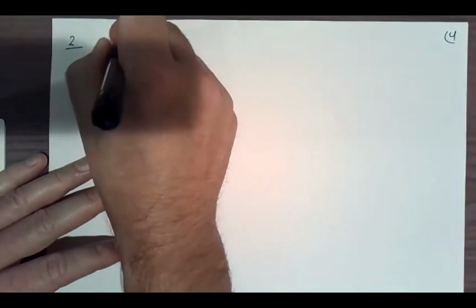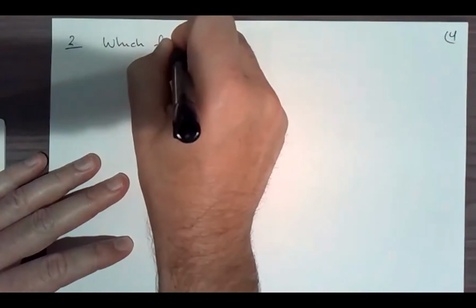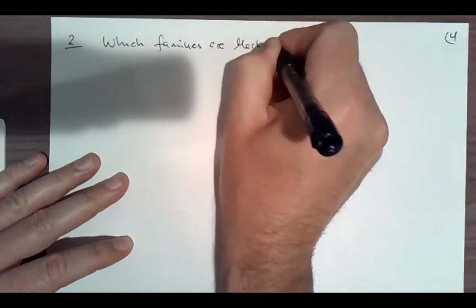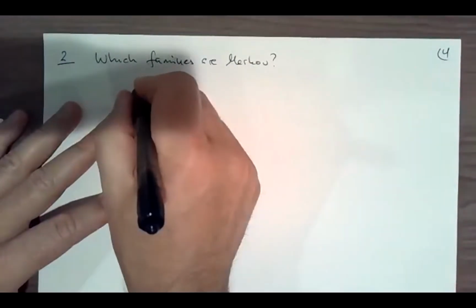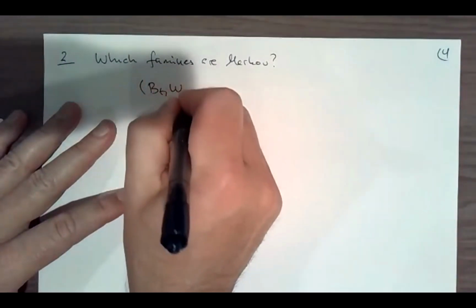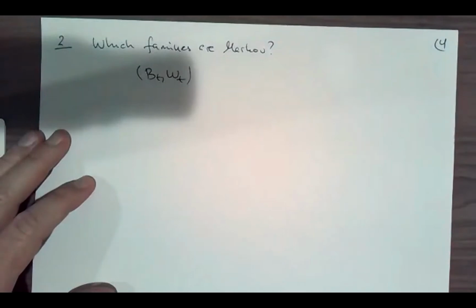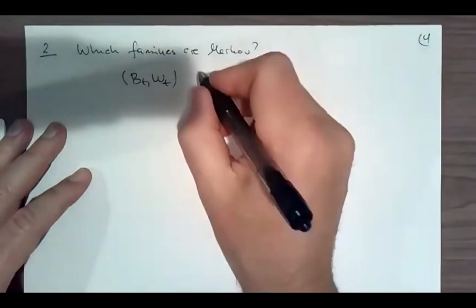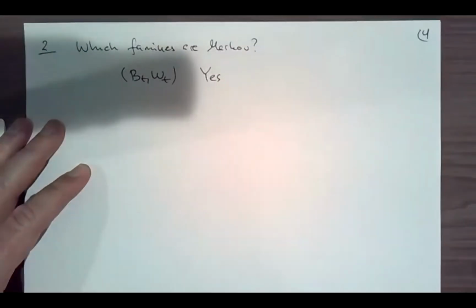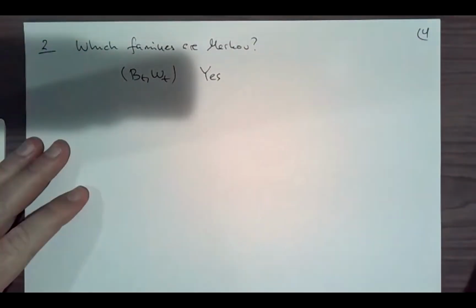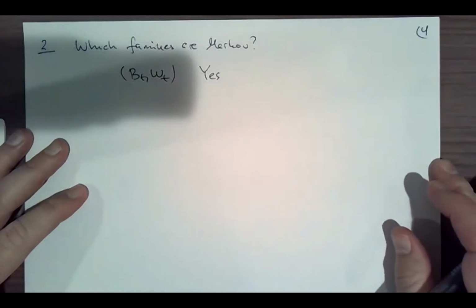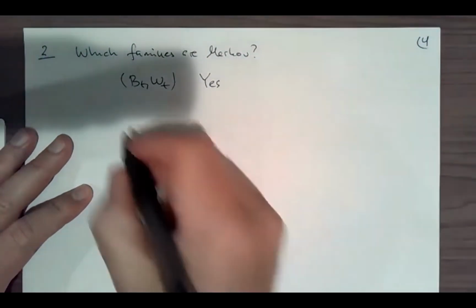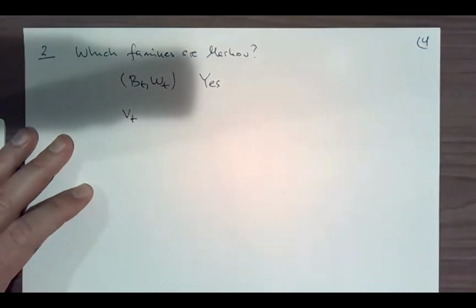So which families are Markov? We started out with B and W. Is B and W Markov? Yeah, that's okay. Brownian motion is Markovian. We proved that. That's been a while. We proved that early on. Then the next one is VT.